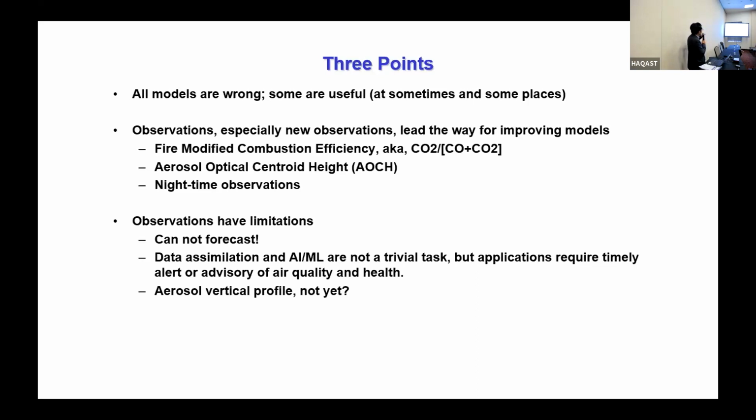So I also want to say that observations have limitations. First of all, observations only tell you what has happened. They will not tell you what happens tomorrow. Second of all, you can apply data assimilation or AI or machine learning. Those are all not trivial tasks. It's a very heavy technical endeavor to get to the surface air quality data. But the applications really require a timely alert or advisory of air quality on health, right?